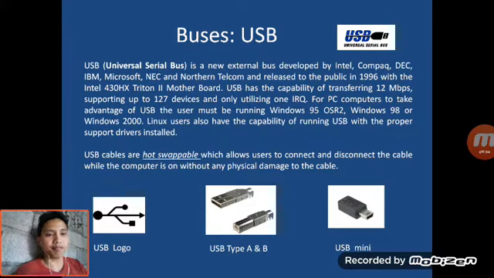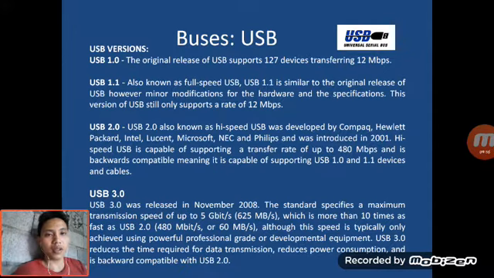Versions of USB. The first one is USB 1.0. The original release of USB supports 127 devices transferring 12 Mbps. USB 1.1, also known as full speed USB, is similar to the original release of USB, with minor modifications to the hardware and specifications. This version of USB still only supports a rate of 12 Mbps.